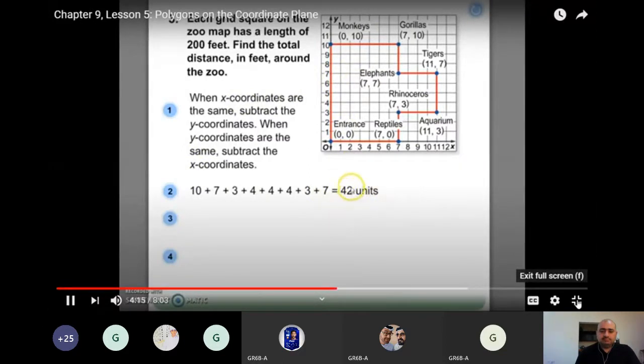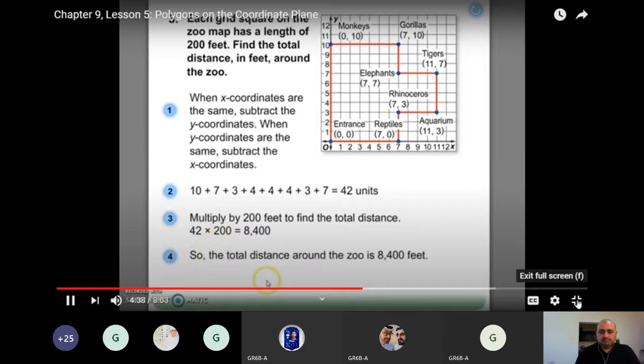And that's our perimeter. But the question is in feet. The question is to find the total distance in feet. Well, if I've got 42 units or 42 boxes, and each one is 200 feet, it's common sense to multiply my 42 by 200, since each box is 200 feet. You should get a total of 8,400 feet as your answer.